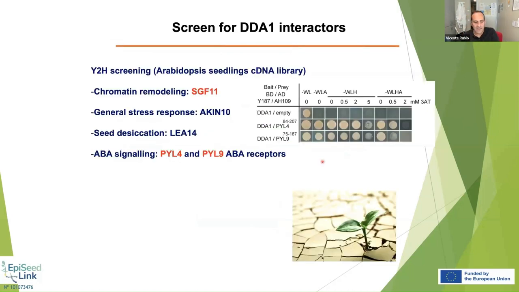So as part of our studies, we aim to identify what could be the targets of DDA1, or the ones for which DDA1 mediates recognition, and what could be the regulators of DDA1 activity. And for that, we performed a yeast two-hybrid screen using an Arabidopsis library. And as a bait, we used Arabidopsis DDA1. DDA1, as I said, is conserved in eukaryotes. They have pretty similar features, but we use the one in Arabidopsis to identify different products. So different factors came out. Some of them are involved in chromatin remodeling. I will not talk about this, but I will talk about these two others because they were members of the PYR/PYL family of ABA receptors, such as PYL4 and PYL9.